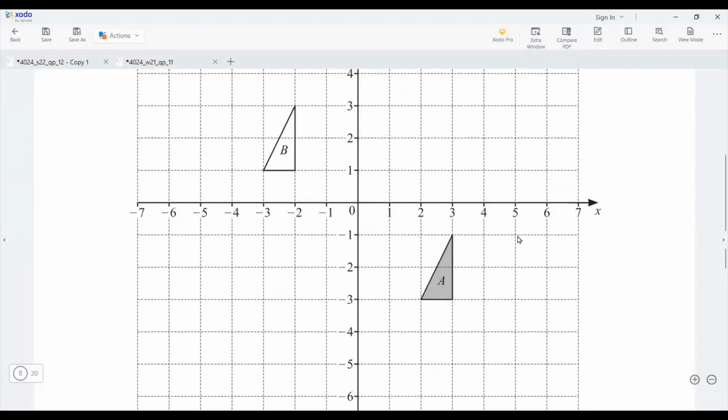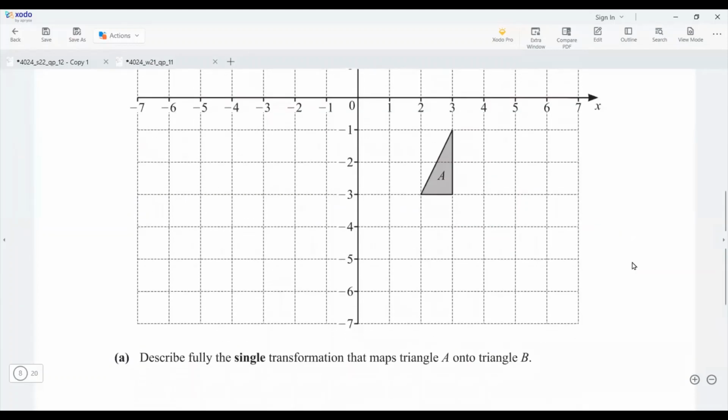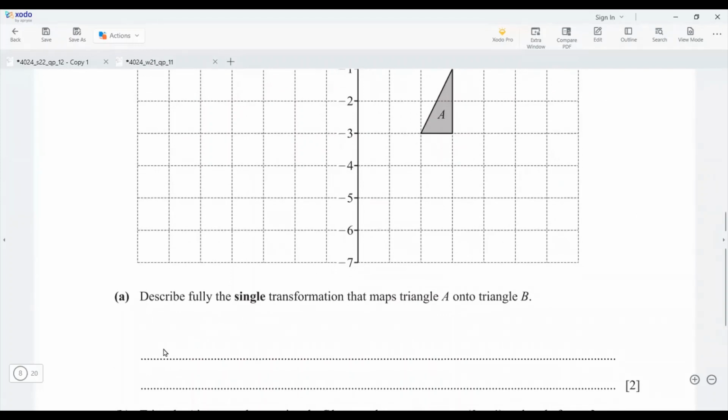You can see from the diagram, this triangle A is moved as it is to triangle B. Only the position is changed, the triangle is just moved. It is not changing its direction like clockwise or anti-clockwise. It's not rotated, it's not enlarged, and it's not reflected. It's moved as it is. So how many units moving? We have to write down the transformation type here, and the transformation type is translation.